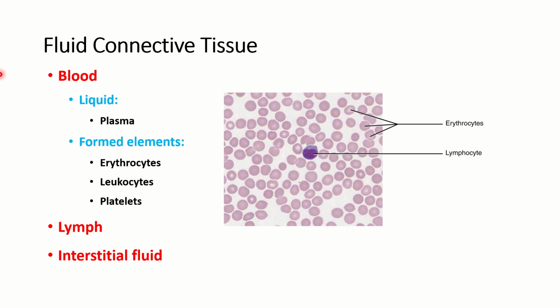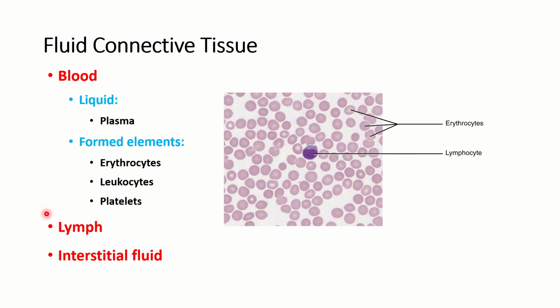The other one is fluid connective tissue. The important one is blood. Blood is made of two parts. One is a liquid part, which is plasma. So this background that you see, this is plasma. And the formed elements, which are three types. One is the erythrocytes, lots of them. Leukocytes, there are five of them, so you see only one of them here. And the platelets, these are the small ones, fragments, difficult to see, not much in this image. And this is for clot. So erythrocytes are for carrying oxygen, leukocytes are immune cells, and platelets are helping with clot formation.